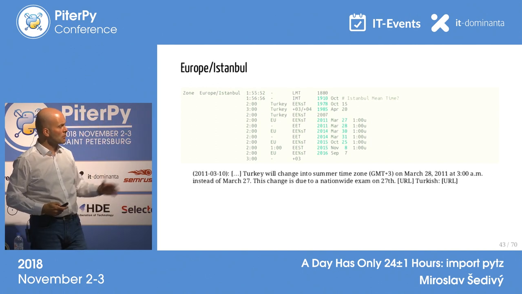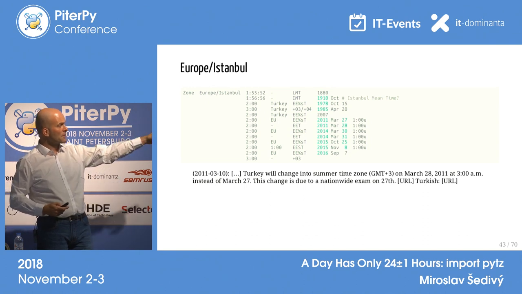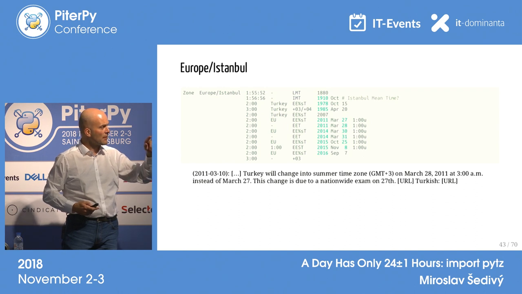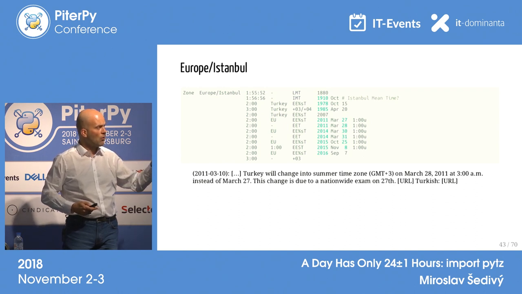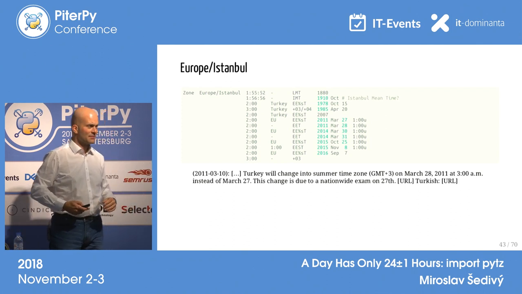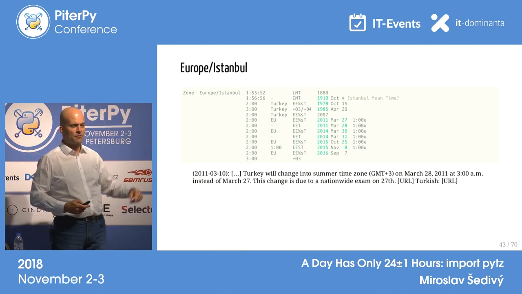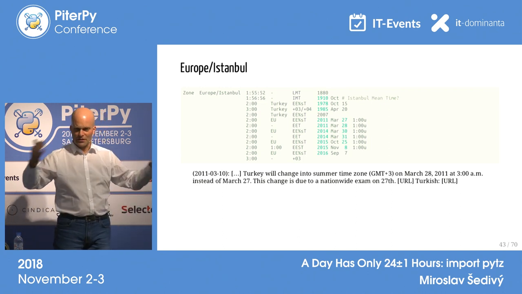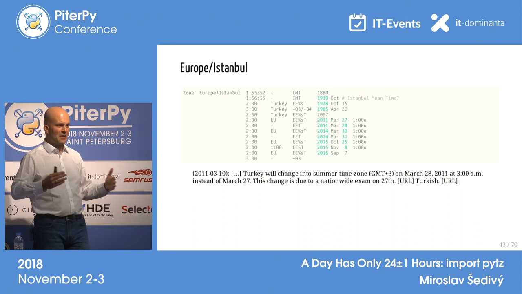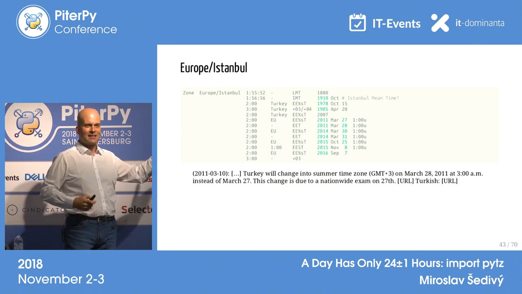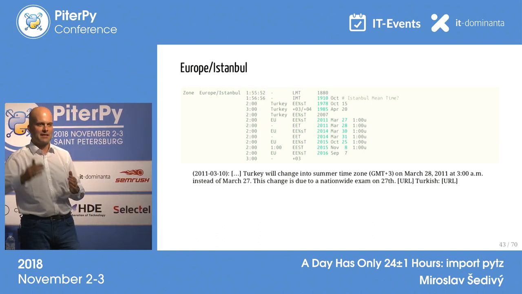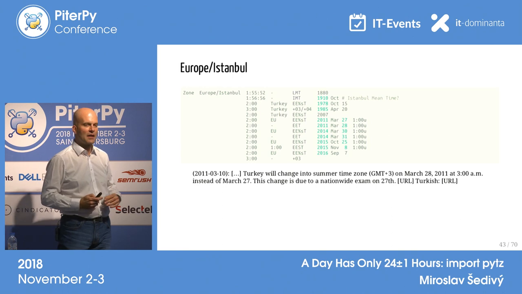So for example, for Istanbul, there is information from the 10th of March, 2011, that they will change to summertime 1 day later, just because of a nationwide exam. Now imagine this information appears on the 10th of March. Someone has to introduce it there, deploy, distribute it all around the world, and everybody has to understand that Turkey decided to introduce the daylight saving time just 1 day later than you planned before.